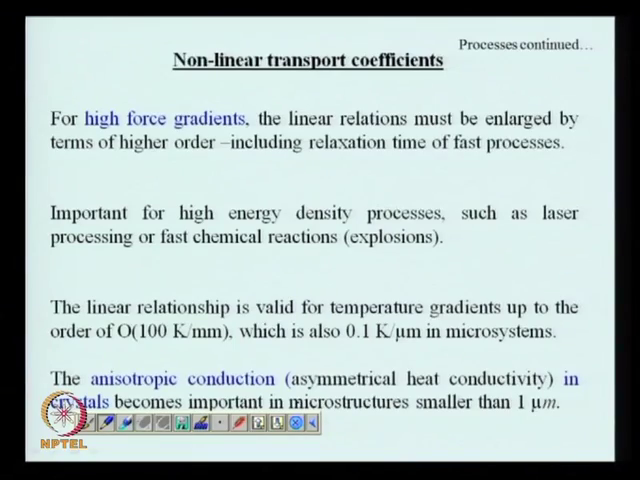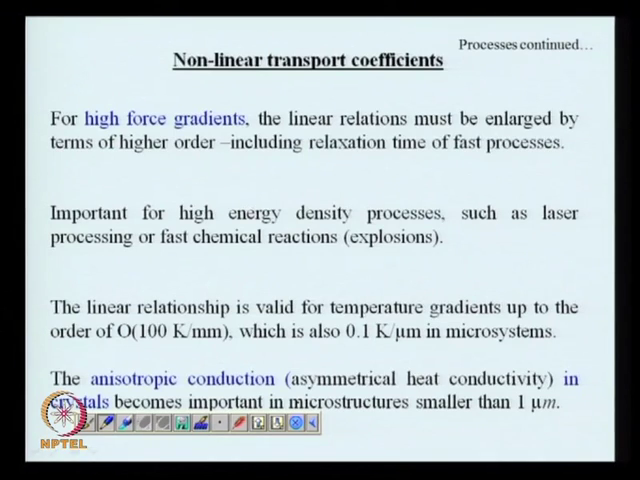And when we talk about the coefficients, we know that we assume them to be constant over a certain operational range if the temperature etc. remain constant, but for high force gradients the linear relations which are applicable for macroscopic systems, for example, Newton's law or Fourier's law, need to be expanded, and higher order terms are to be incorporated, which signifies the relaxation time for fast processes.